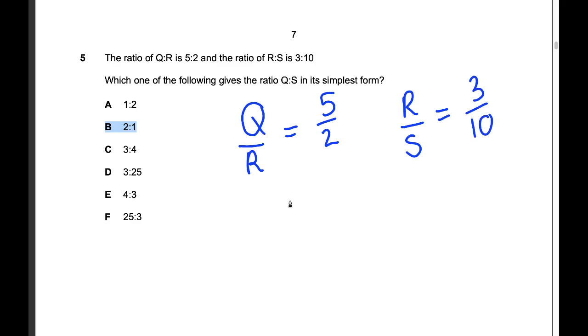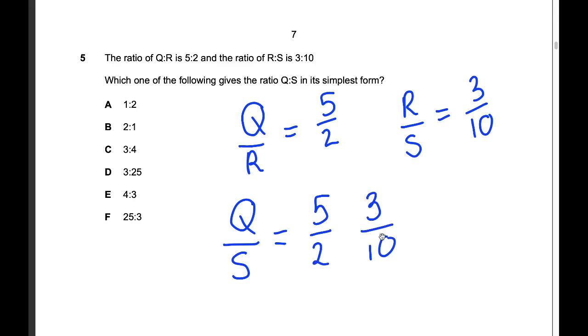Okay, so if we multiply those two fractions together, we're actually going to get Q over S, right? The R will cancel on the top and the bottom. So Q over S is equal to 5 over 2 multiplied by 3 over 10. I'm going to cancel the 5 and the 10, so that just gives me a 2 on the bottom. And this creates a fraction of 3 over 4. So the ratio is 3 to 4, and that option is C.